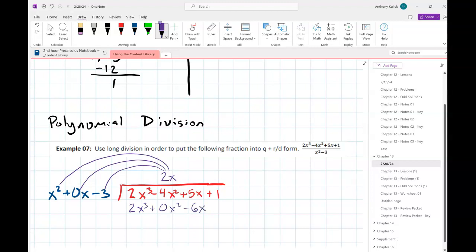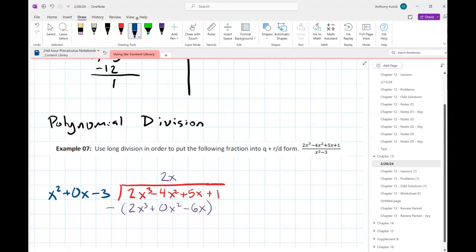And write it underneath my dividend. And then I'm going to subtract down. Everybody's okay there? Now, the number one place that students make mistakes when doing long division is they don't distribute their negative when we're doing the subtract down part.